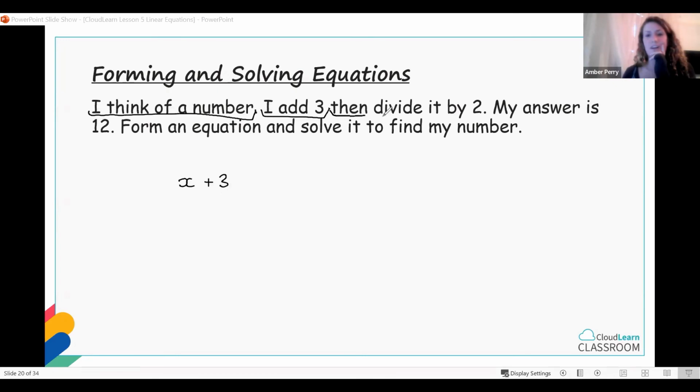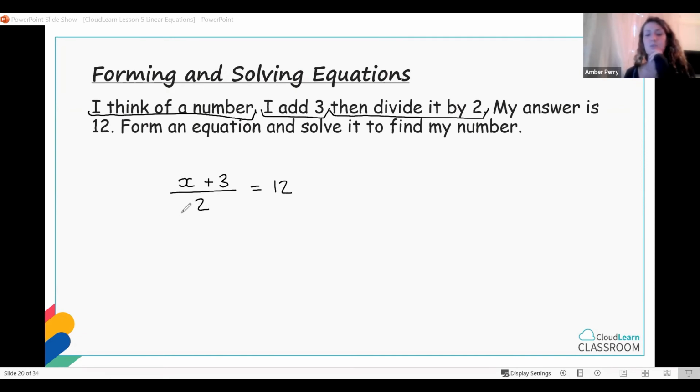Then I'm going to divide that by 2. Now I need to divide everything by 2. I'm going to divide all of it by 2. And my answer is 12. Okay, so that is the equation that you have formed. And then you would have to solve it to find the number.